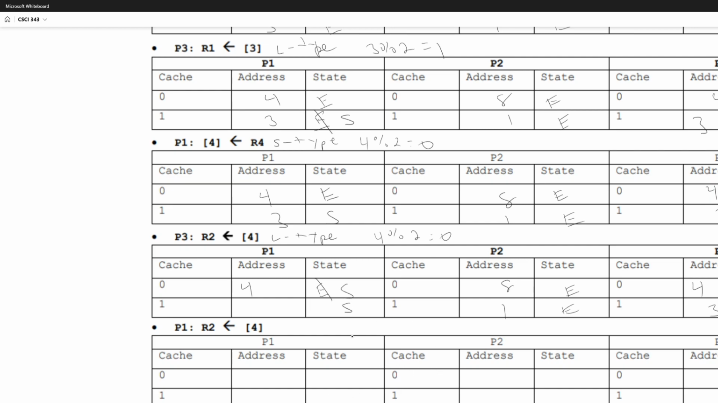Okay, so now processor 1 is doing another L type to cache location 0, but it has it, so that's a read hit. So that's fine. Nothing changes.